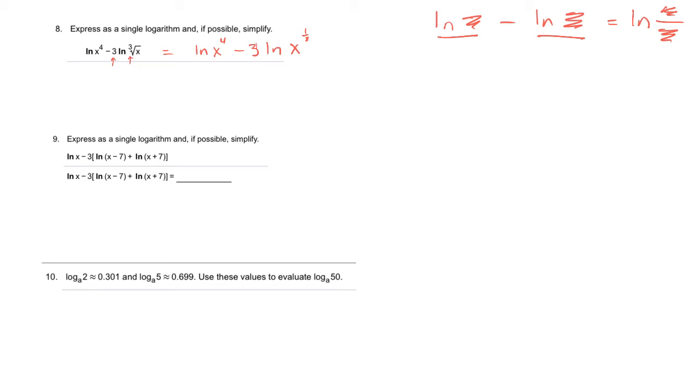Now I can take this 3 according to the power law and put it back up there. So that would be ln of x to the 4th minus ln of x, okay, 3 times a third would just be 1.